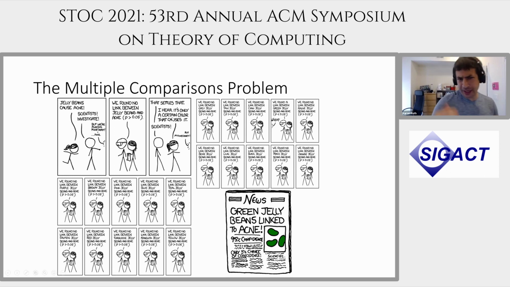But then it's proposed that maybe actually it's just one color of jelly bean, and then there's 20 colors of jelly beans out there. So they check every single one of them. They run a hypothesis test on every single one of them. And for exactly one of them, for green jelly beans, they find that there is a statistically significant connection between green jelly beans and acne at a level of significance at p less than or equal to 0.05. And so there's this front page article that's published, only a 5% chance of a coincidence.